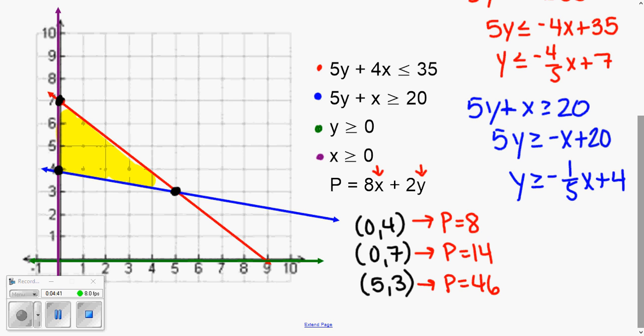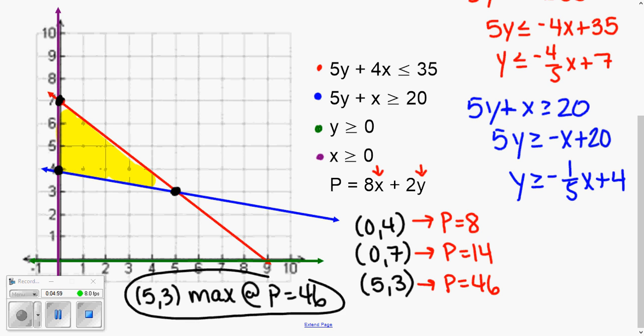Now, each question will tell you whether they're looking for the maximum number or the minimum. This one does not, so I'm actually just going to assume it's maximum. So my final answer is (5, 3), max at p equals 46. And I know this doesn't really make much of a difference to you right now, but that's how you do linear programming. You graph all of these linear inequalities on the same xy axis, and then you determine where the area is that they overlap. You pull the vertices and you see what your P equation value is for each vertex.